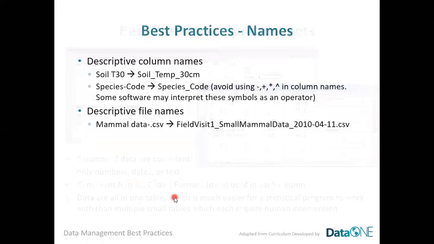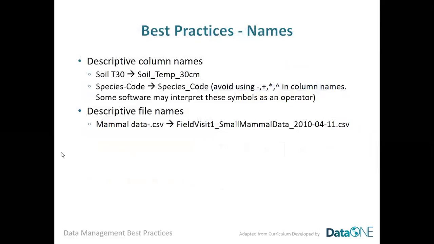So just some best practices here. Make sure that you have descriptive column names in your spreadsheets. And so the first example, soil T30, without any additional information, you may not know that that means the soil temperature at 30 centimeters below the surface. So you could think that that's actually the temperature is 30 degrees Celsius. This other column name here is much more descriptive and therefore is more easily understood.